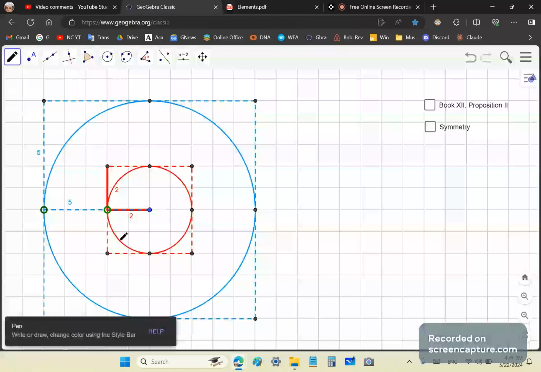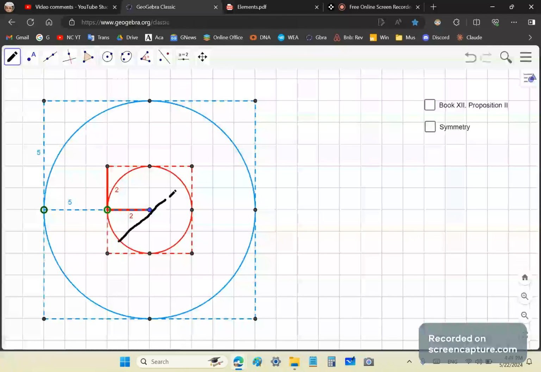Let's draw a diameter there like that. Okay, that should go through the blue point, right? So this diameter will measure this circumference 1, 2, 3, and then this little bit here will easily come off here. So it's an exact measure, okay? So it's 3 diameters plus this little bit.